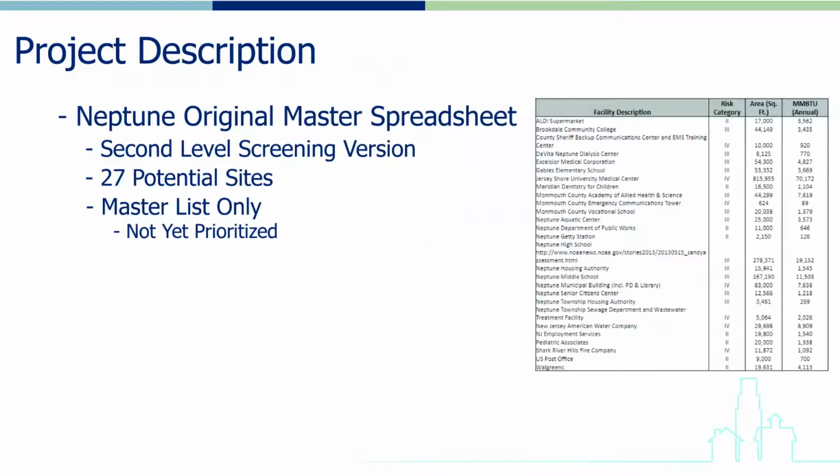As can be seen on the slide, the original Neptune master spreadsheet identified 27 potential facilities that could work within a microgrid in that community. This is a master list only. As you can see, it's alphabetized and has not been prioritized. That process will be undertaken during the finalization of the microgrid development plan.